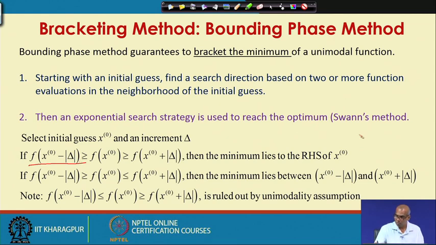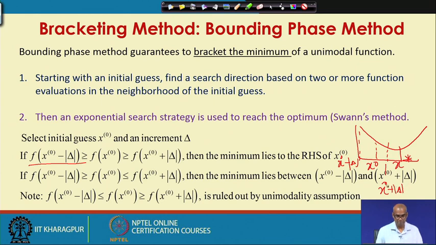That is true. Consider you have a minimum here. So, you start here, which is x 0. So, you have x 0 minus delta point, and here you have x 0 plus delta. Since function value here is greater than the function value here, then greater than function value here, the minimum lies on the right hand side of the x 0.